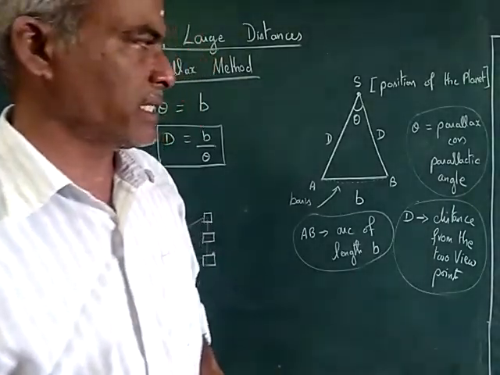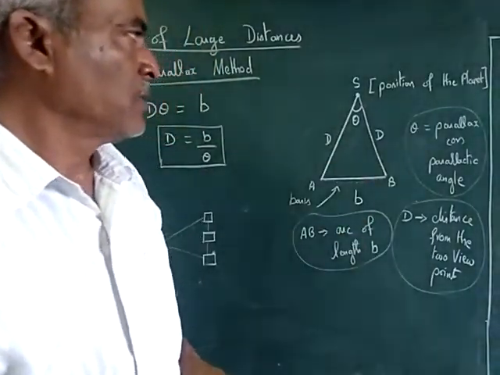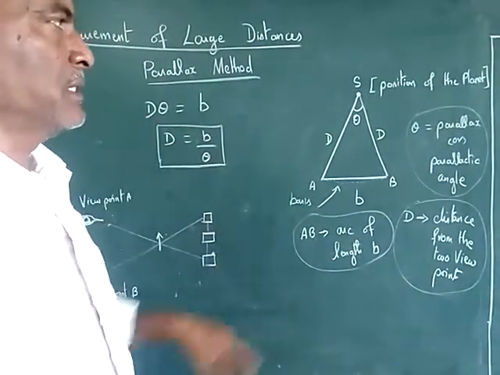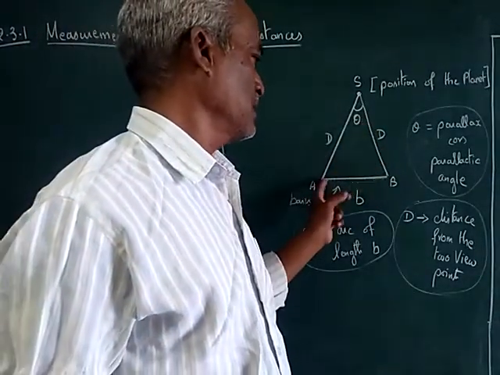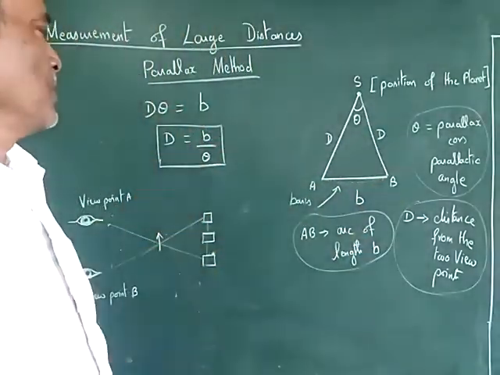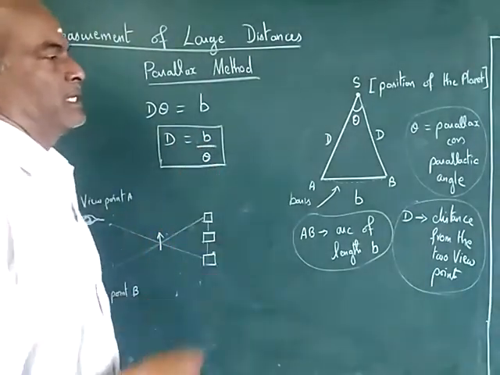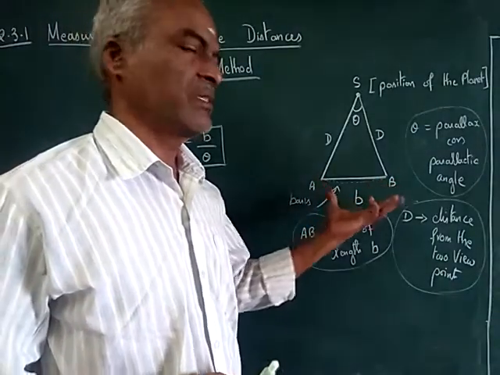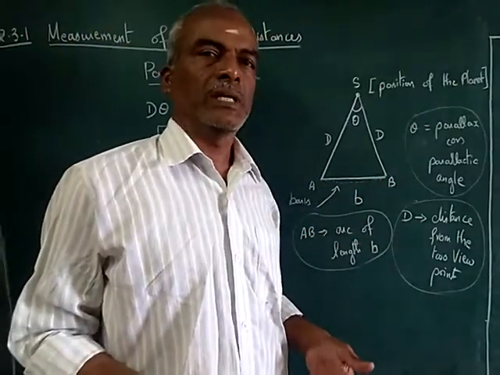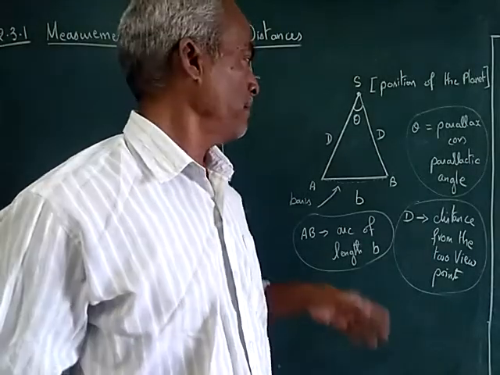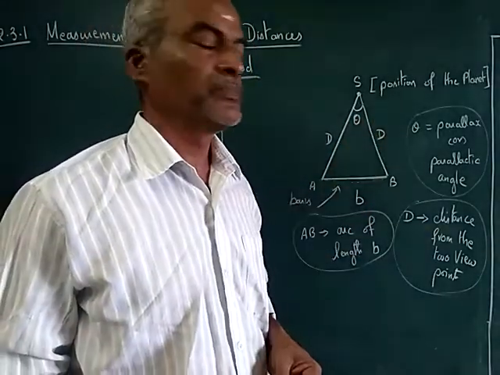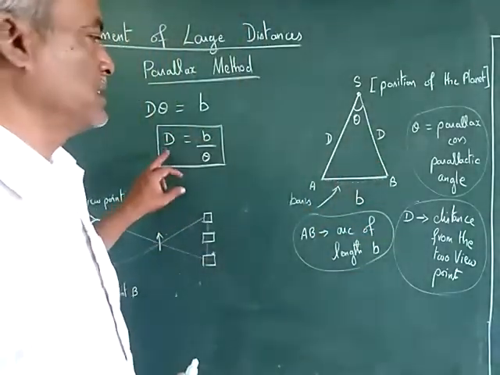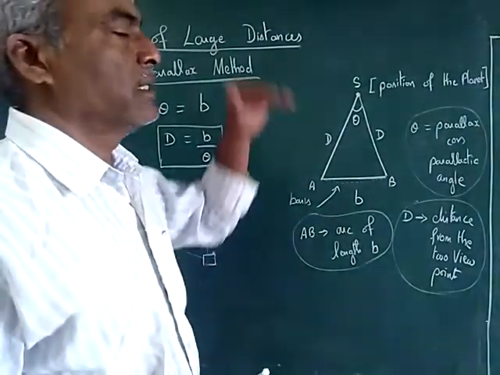or parallactic angle, theta. So you all know by basic definition, D theta equals b. That is, this distance D and theta gives the arc length b. Therefore, D is equal to b divided by theta. That means if we know this length, which we are measuring on the Earth's surface, the distance between the two viewpoints A and B, and theta we can find out, then we can always find the distance between the Earth and the planet.